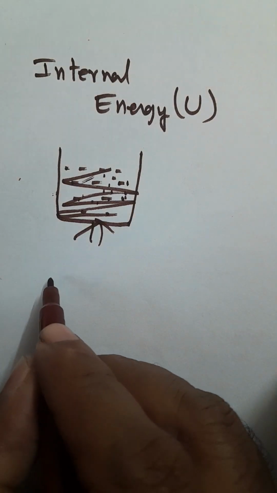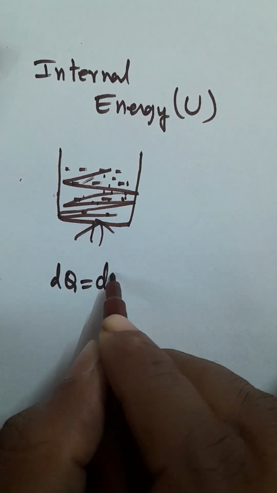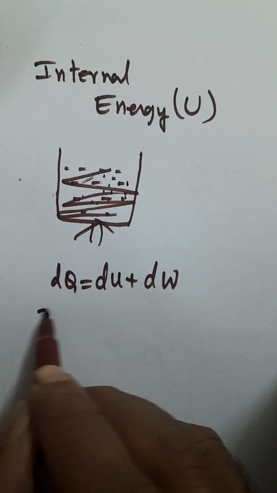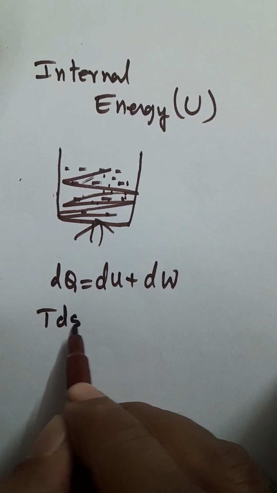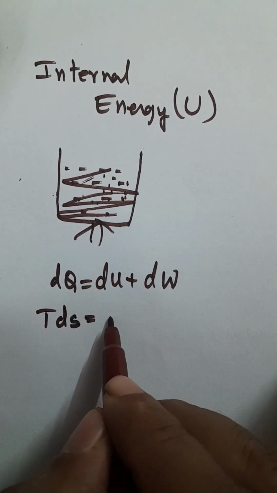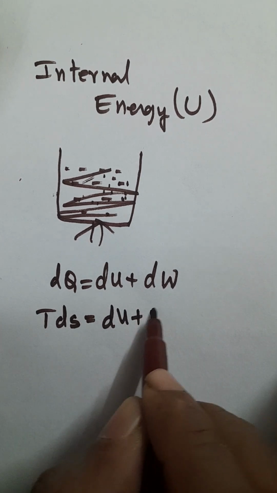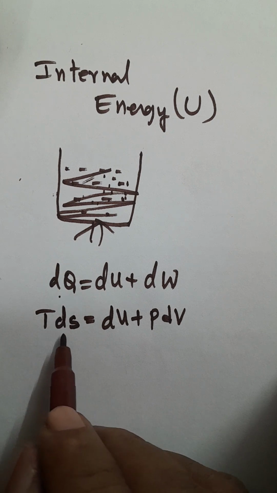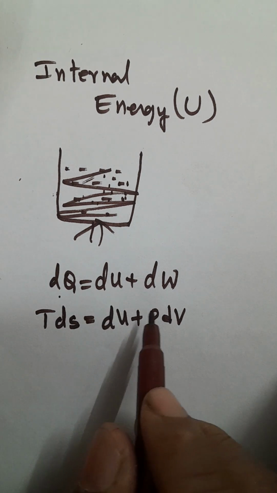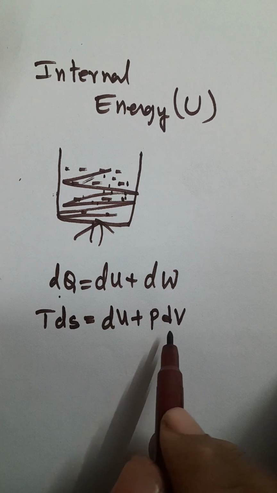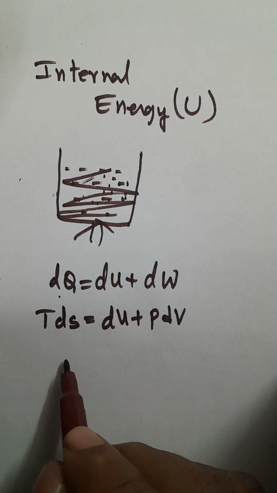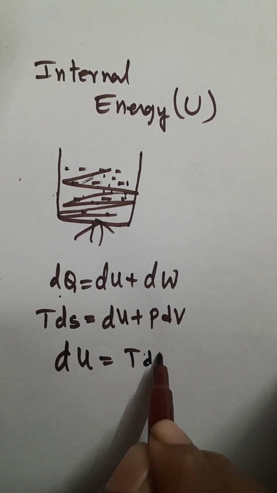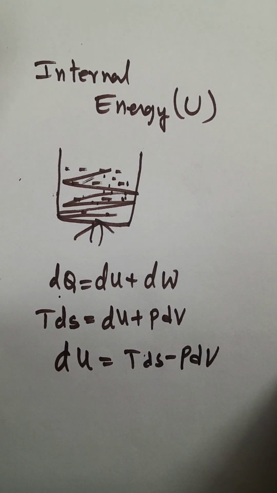We know the first law of thermodynamics is dq equal to du plus dw. But using the second law, instead of dq we write T ds, du remains as it is, and instead of dw we write p dv. So T ds equal to du plus p dv. Now we want internal energy, that means we want du. So du equal to T ds minus p dv.